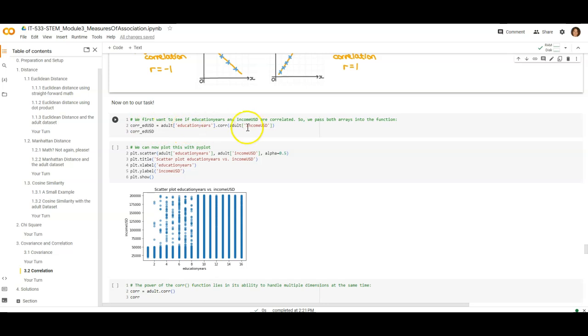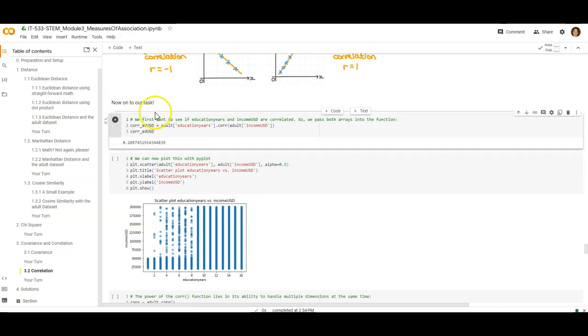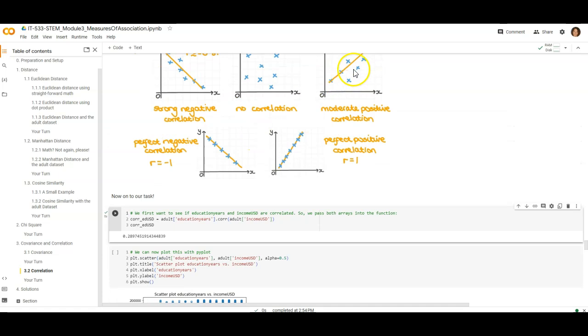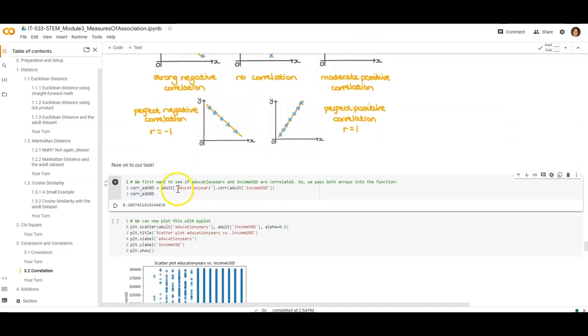So let's go back to our education years and our income USD. In order to calculate our correlation, all we do is we say, let's take our adult education years here in the square bracket again, dot, and then we're going to correlate that, dot corr, to our adult income USD. And that will then produce our correlation. Here we're seeing a 0.28 positive correlation. So it's slightly positive, which means we can assume that there is a good chance that education years and income USD are correlated and grow together.